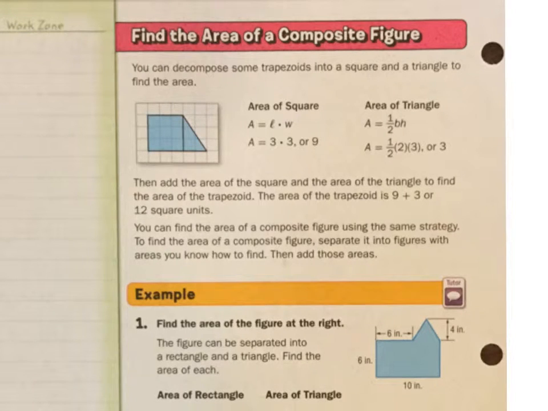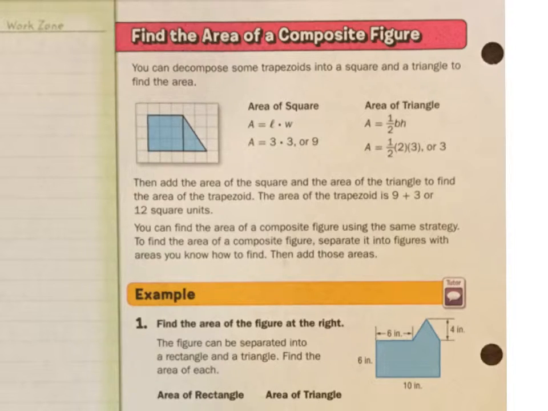All right, let's go over lesson 6. We're going to talk about composite figures, finding the area of a composite figure. Now, the thing you need to know about a composite figure is it's two or more two-dimensional figures. So you might have a square and a triangle put together, okay? And that's the example they have here.